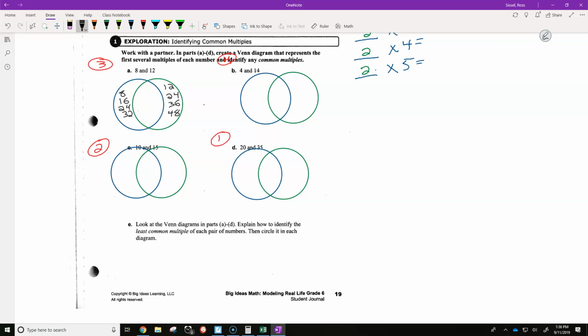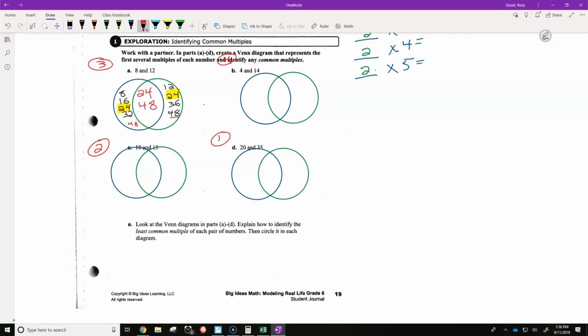What would be two numbers that they have in common? Maddox? 24. We can see right here that 24 was listed twice. What would be another one? 48. This 48 here would end up being over here as well, after 40. Okay. How about group 4?